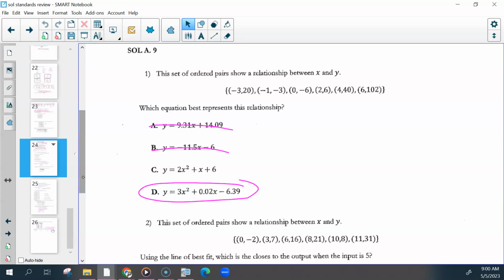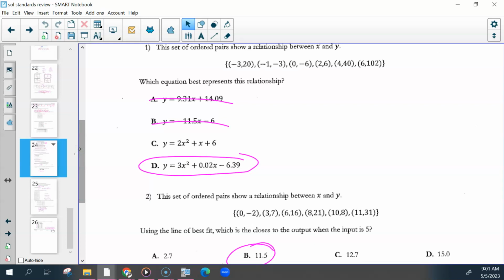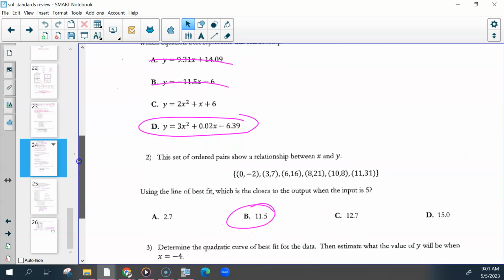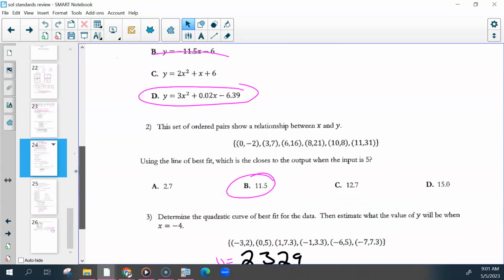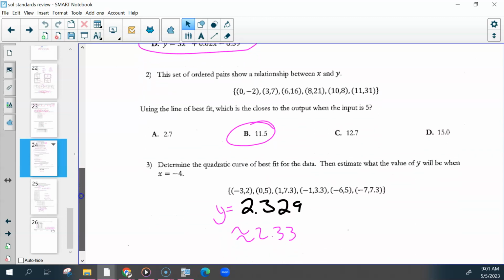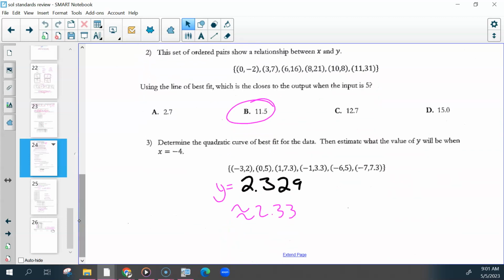SOL 9 was all of your line and curve of best fit, so I'll show you the answers and then show you how you can do them in Desmos also. So 1 was D, 2 was B, 3, the value when x is -4 was about 2.33.